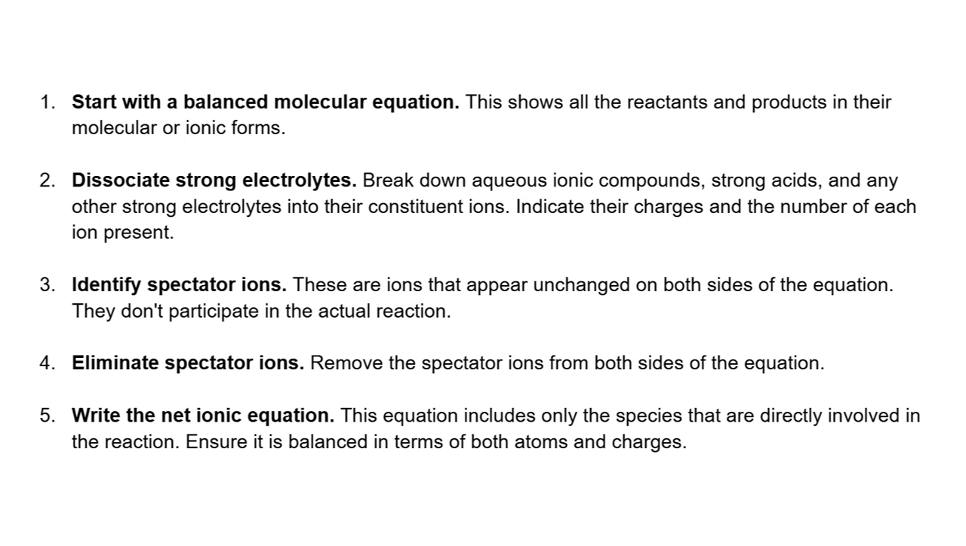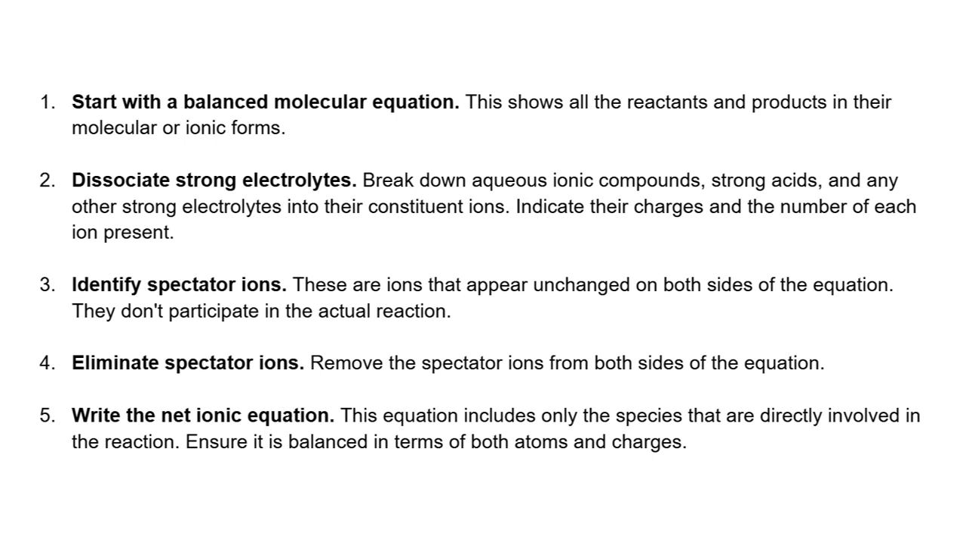This is the equation that just shows all of the reactants and products in their combined forms, their molecular or ionic forms. Step 2 is to dissociate strong electrolytes. So what you're going to do is break apart any ionic compounds that are strong electrolytes. In other words, any ionic compounds that are soluble in water or aqueous in our balanced equation.